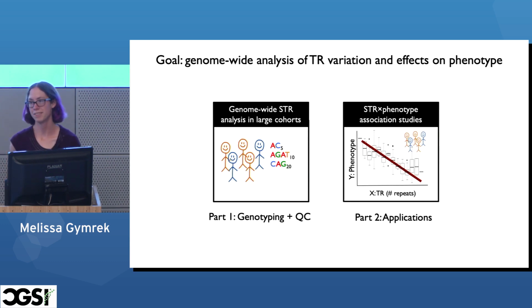They're not always triplets, and I'll talk about this complication a little bit, but we tend to define them as things where the repeat unit is between 1 and 6 base pairs, but it's a fuzzy definition.